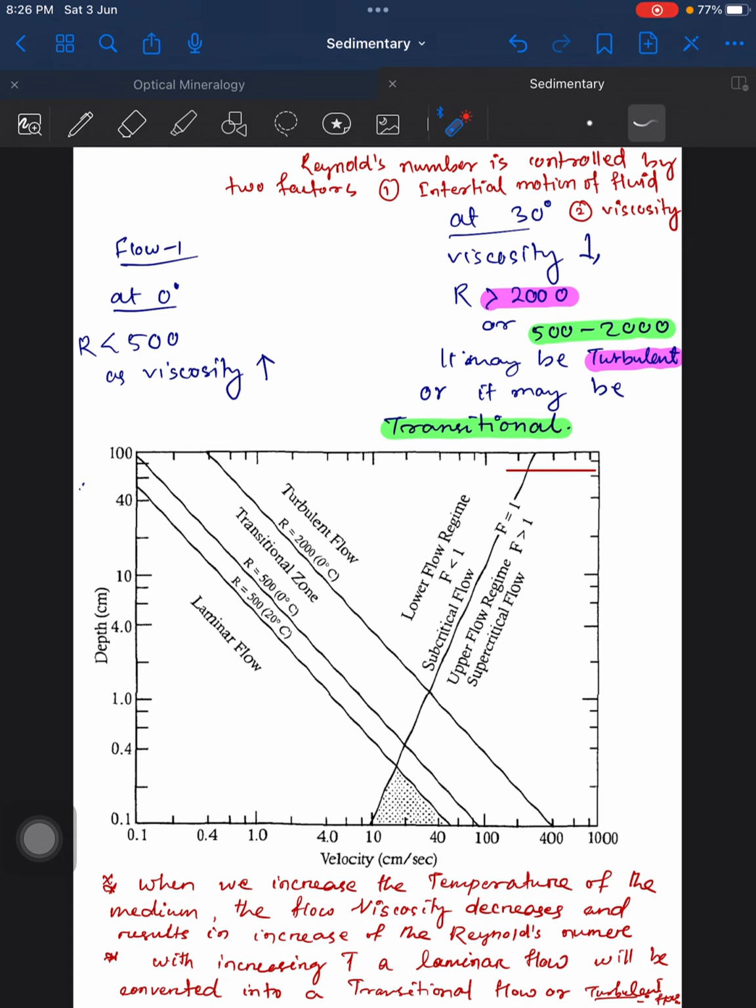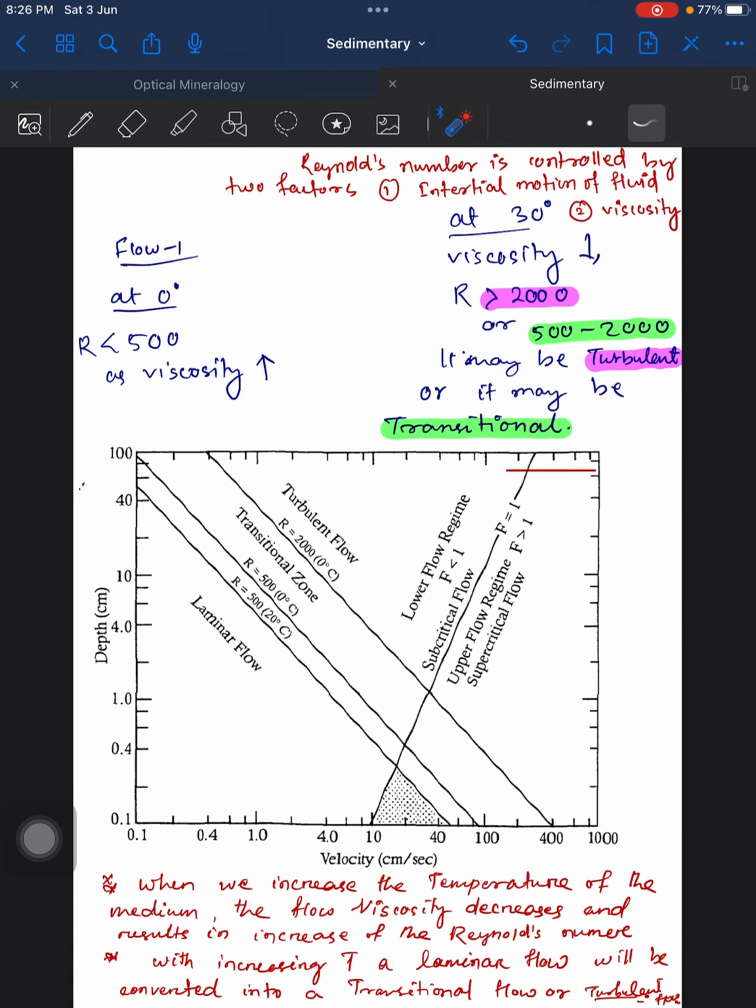Okay, when we increase the temperature of the medium, what is happening: the fluid viscosity decreases and the result is an increase in Reynolds number, which will convert the flow from laminar to turbulent. With increasing temperature, laminar flow will be converted into transitional flow or turbulent flow. So this is what I was saying.